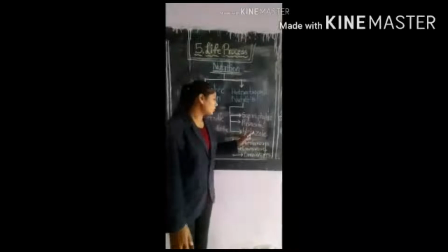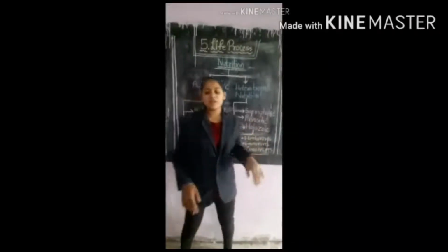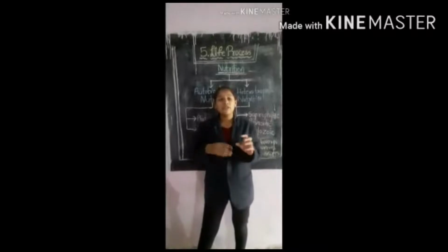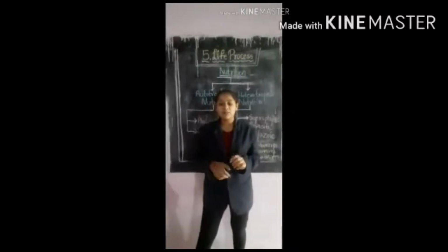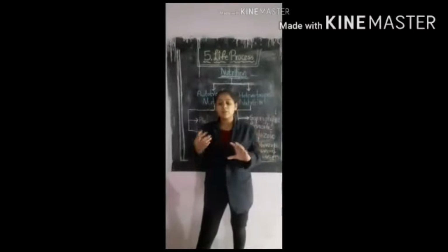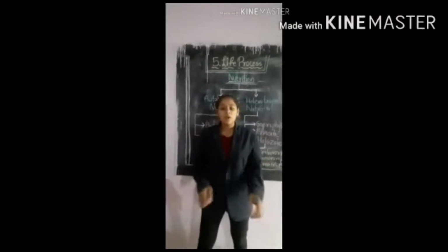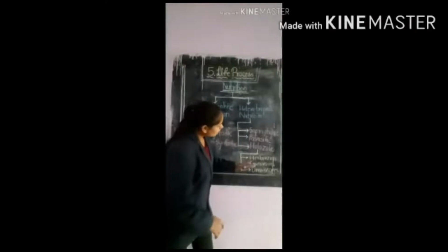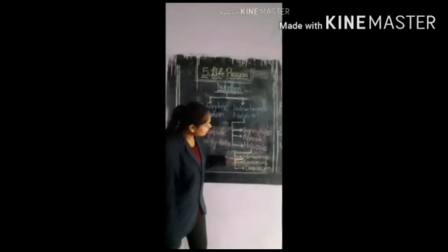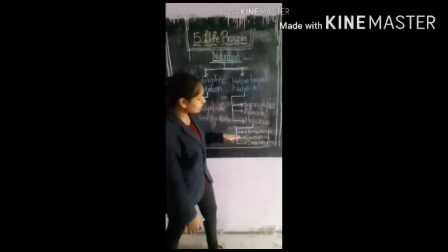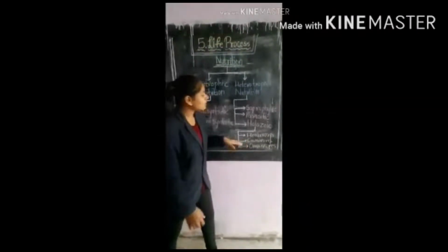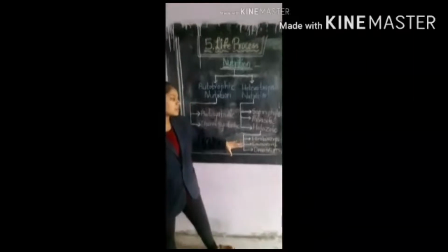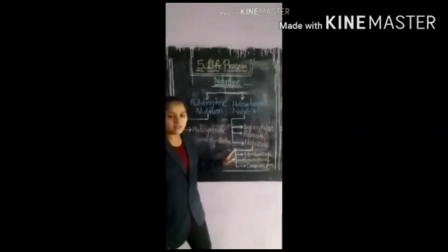Now the third one is holozoic nutrition. So what is holozoic nutrition? Holozoic nutrition is defined as the feeding on complex organic matter by ingestion, which is subsequently digested and absorbed. Holozoic organisms are herbivores, carnivores and omnivores. So students, we have learned these types, herbivores, carnivores and omnivores, in previous classes.